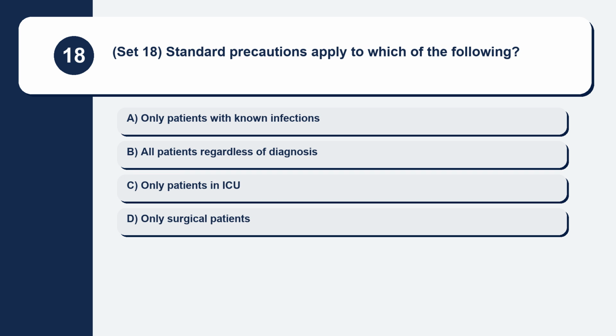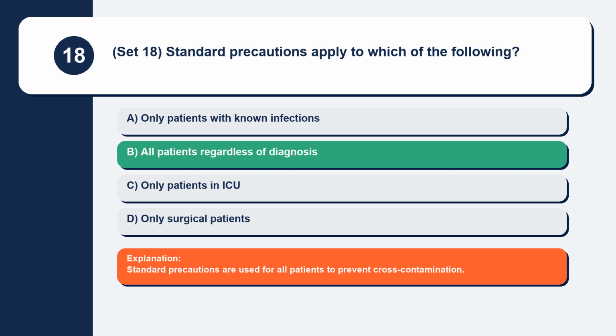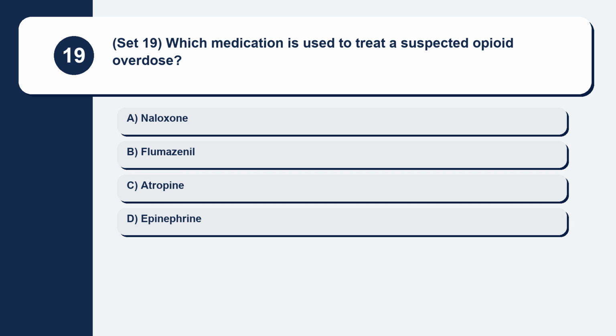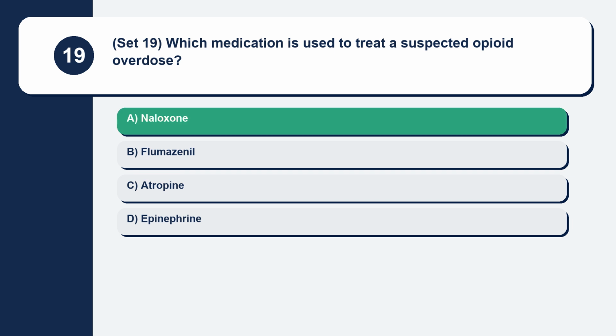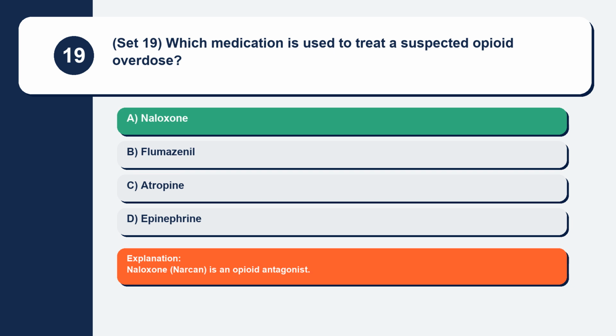Question 18. Set 18. Standard precautions apply to which of the following? Only patients with known infections, all patients regardless of diagnosis, only patients in ICU, only surgical patients. Standard precautions are used for all patients to prevent cross-contamination. Question 19. Set 19. Which medication is used to treat a suspected opioid overdose? Naloxone, flumazenil, atropine, epinephrine. Naloxone, Narcan, is an opioid antagonist.